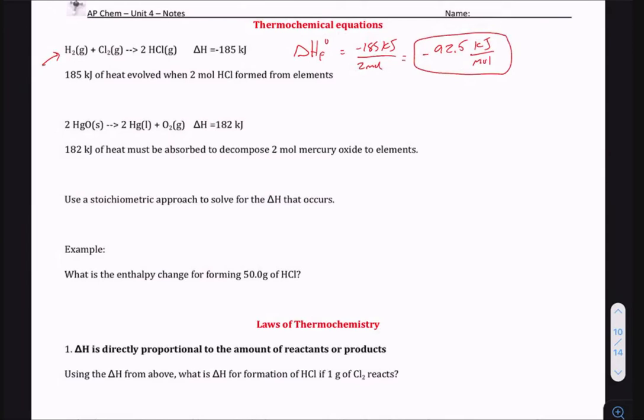Okay, and this is something to be careful of. This is a common oversight. If people see a reaction and they say, all right, well, what's a heat of formation? It's got to be per mole. So in this case, you have to divide by 2 because the reaction is showing you 2 moles being formed.